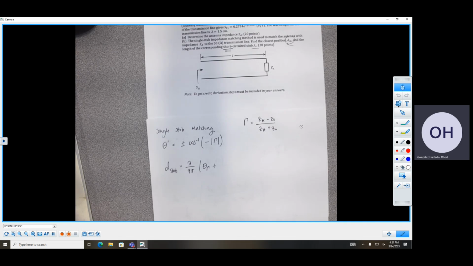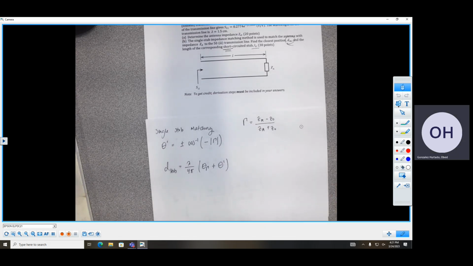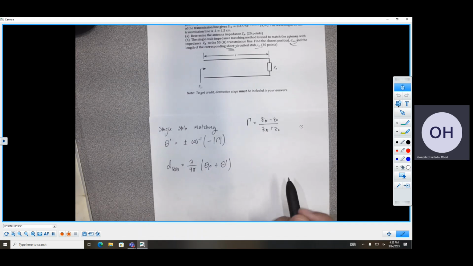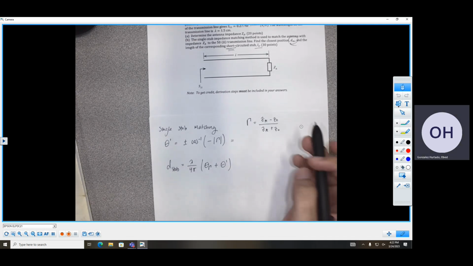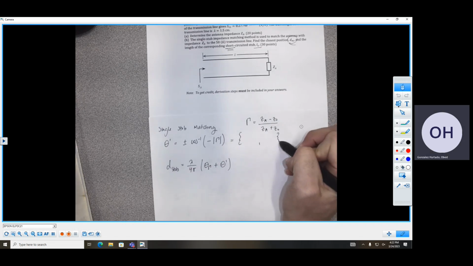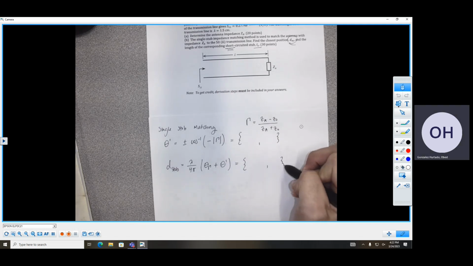I'm just writing down the equation. Oh, it kind of doesn't matter. It doesn't matter because this is gonna be plus or minus. We can say you end up with two values here, and then here you end up with two values here.